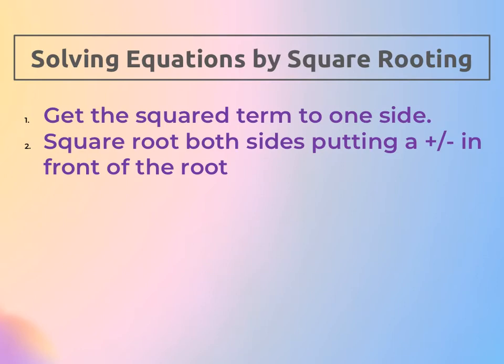Again, to solve equations by square rooting, you get the square term to one side, square root both sides, and you're going to put a plus-minus in front of the root. If the root could be broken down, you will leave it in simplest radical form. When you do the homework for the WebAssign, it's also going to ask you to give the decimal form. So you can go ahead and use your calculator for that part of the answer.